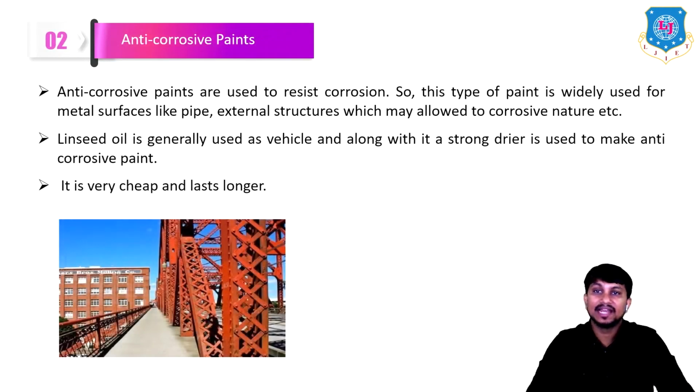The second type of paint is anti-corrosive paint. Anti-corrosive paints are used to resist corrosion. So this type of paint is widely used for metal surfaces like pipes and external structures, which may be exposed to corrosive nature, etc. Linseed oil is generally used as a vehicle, and along with it, a strong dryer is used to make anti-corrosive paint. It is very cheap and it lasts longer compared to other types of paints.